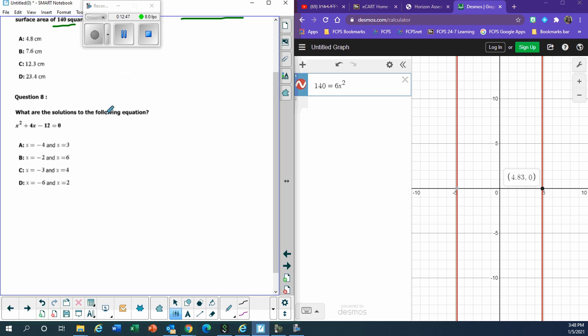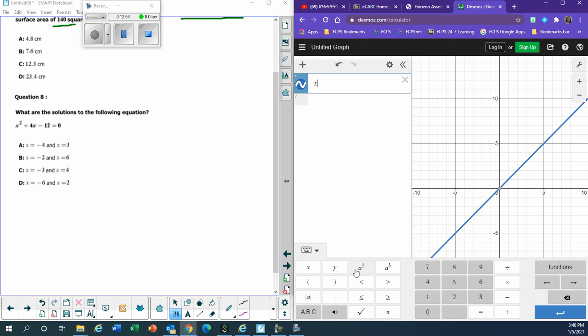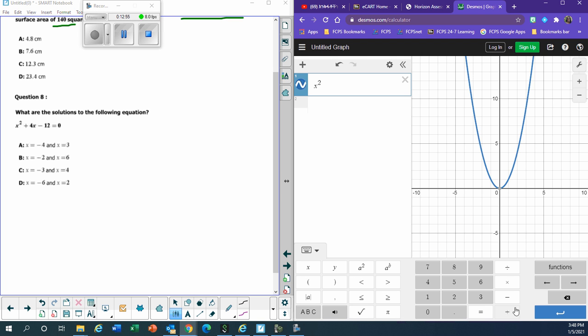What are the solutions of the following equation? This is easy. All you have to do is just put it in the calculator. x squared plus 4x minus 12. All you have to do is find where it intersects. It's at negative 6, not positive 6, and at positive 2. And that's what you have to pick.